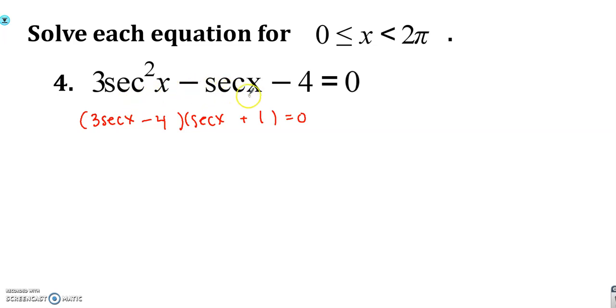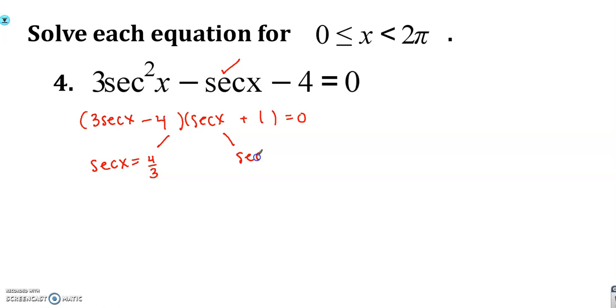So this is going to give me 3 when I multiply the outside, so 3 secant of x minus 4 secant of x, that will add up to the negative secant. So I've got the right factors, and now I just need to solve. On the first one, I'm going to add the 4, then divide by the 3. So I'll get secant of x equals 4/3.